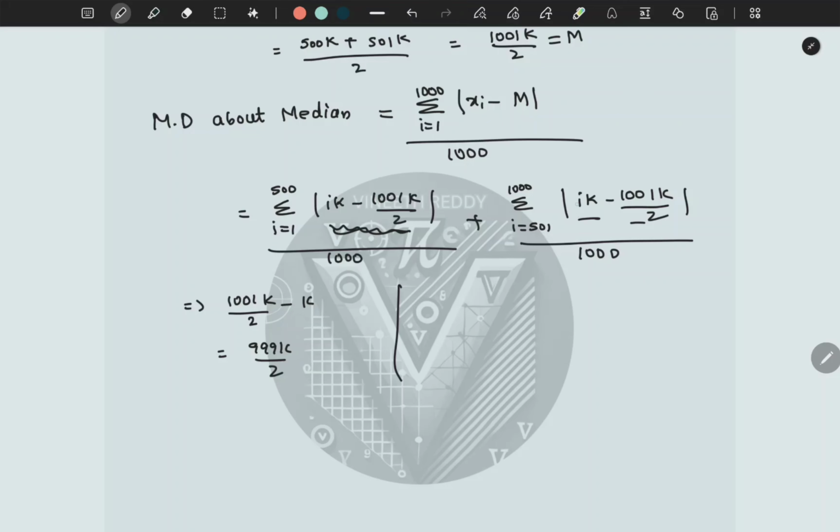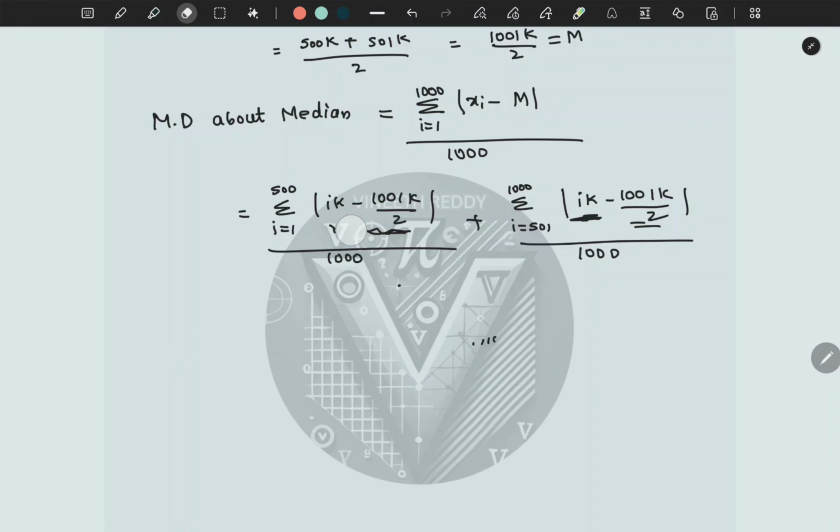Now if I take i as 1000, what do I get? If I take i as 1000, I get 1000k minus 1001k divided by 2, which will be 2000 minus 1001, again 999k by 2. That means the deviation between the first observation and the median is the same as the deviation between the last observation and the median. Similarly, the deviation between the second observation and the median will be the same as the deviation between the second-last observation and the median.